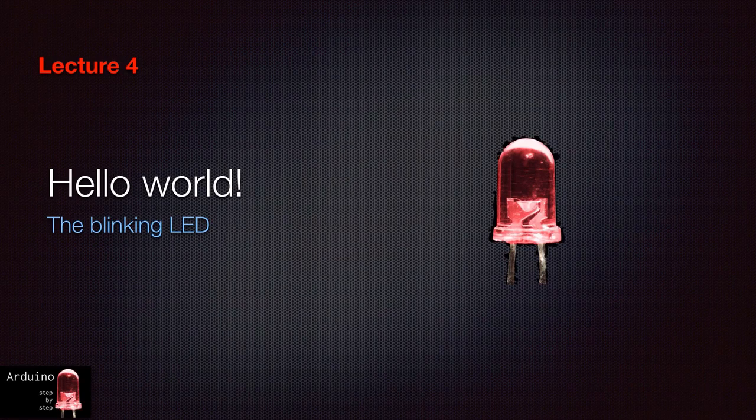Welcome to Lecture 4, The Blinking LED. A light-emitting diode is a special kind of diode in that it can emit light. Although all diodes do emit light, in most cases this light is not bright enough for us to see. LEDs are specially constructed to allow the light produced to escape outwards so we can see it, instead of just being absorbed by the semiconductor.